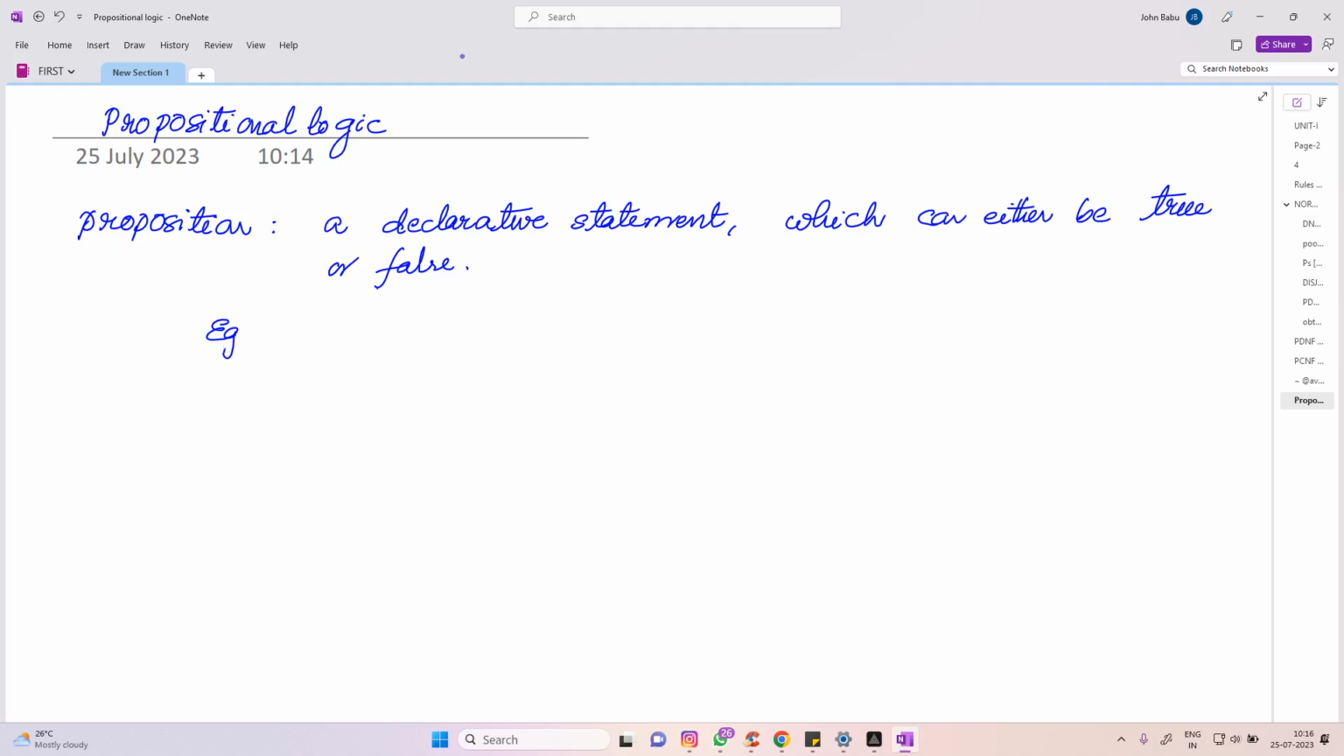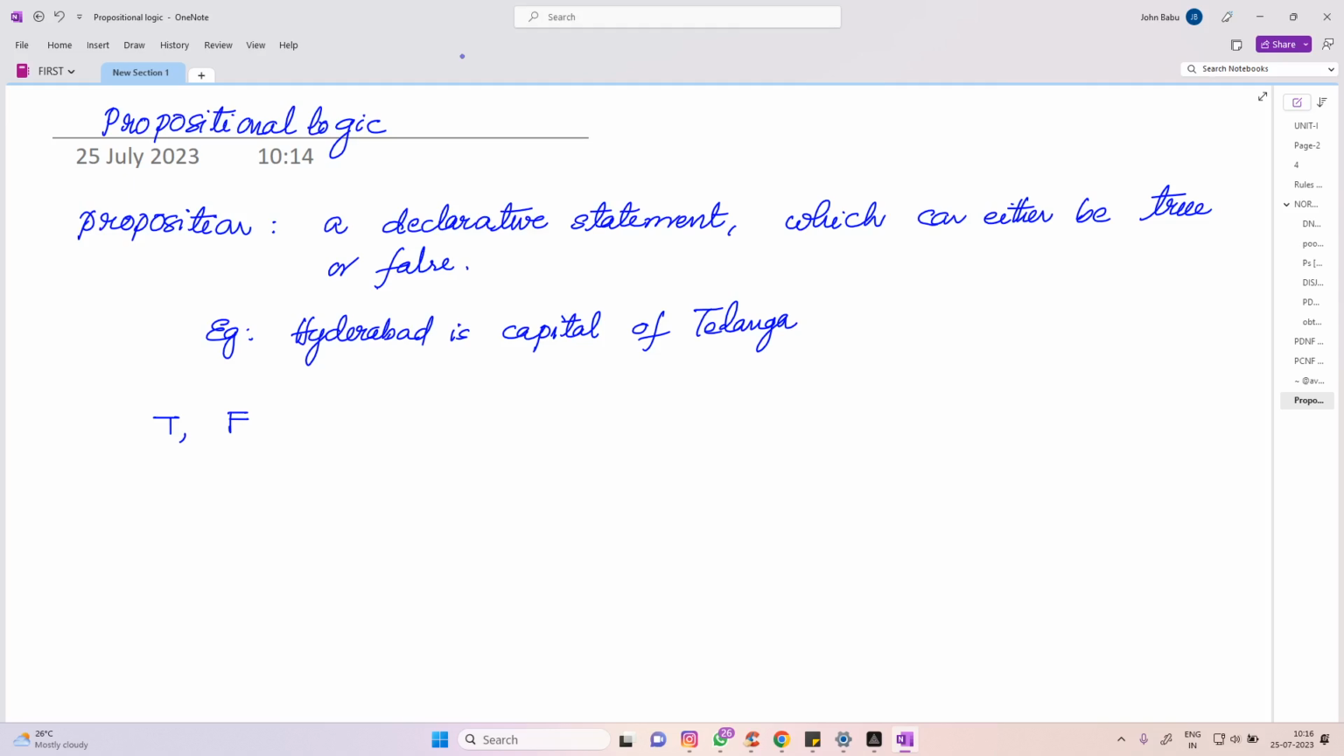For example, Hyderabad is the capital of Telangana. This is a true statement. Whereas "Telangana has a port" is a false statement. So a proposition has a truth value, either true or false.